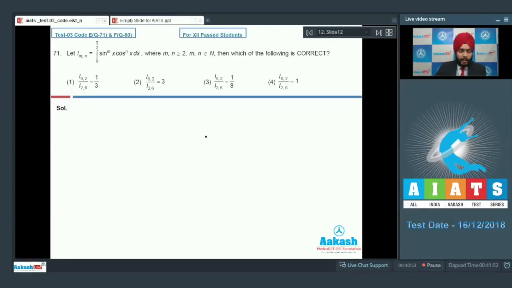Question number 71. Let Imn equal the integral from 0 to pi by 2 of sin^m x cos^n x dx, where m and n are both greater than or equal to 2 and are natural numbers. Which of the following is correct? We have to go for this particular integral, and obviously we all know that we handle it with the a plus b minus x property.